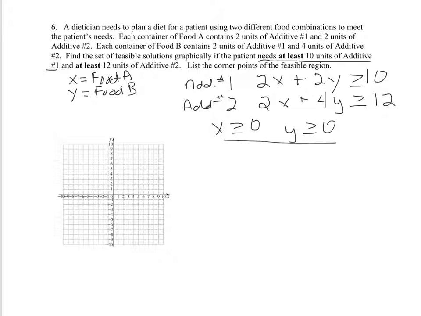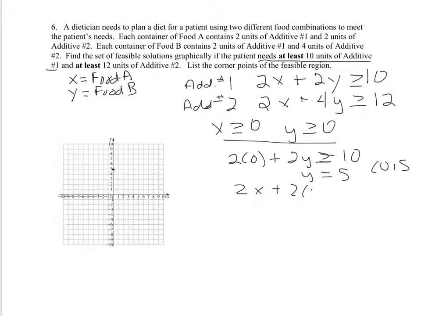So 2X plus 2Y is greater than or equal to 10. If I use intercepts, 2 times 0 plus 2Y is going to be equal to 10, because I'm just looking for the intercept. That's going to give me Y equals 5. So I'm going to have the ordered pair 0, 5. I'm also going to have the ordered pair 5, 0, because if I put in 0 for Y, I get 2X equals 10, and that means 5, 0 is my x-intercept.